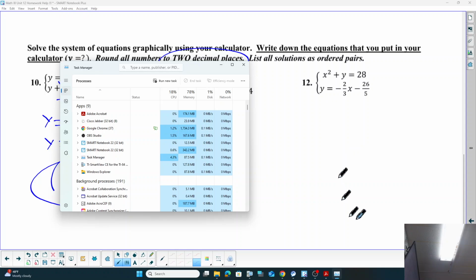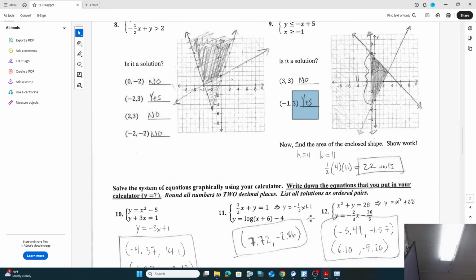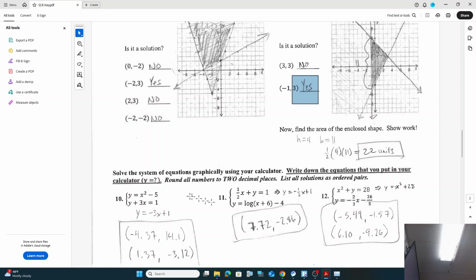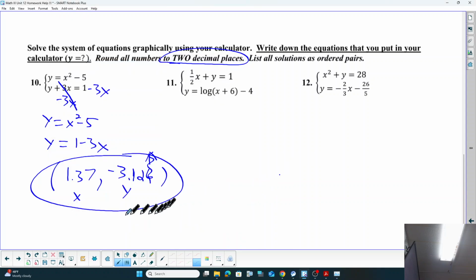I hope you got the answer. Let's get your bolts right here. Just scroll down. There it is. So negative 4.37 and 14.1. What was our other solution? So 1.37. No, I already got that one. So the other one is negative 4.37. So you try it on your own.